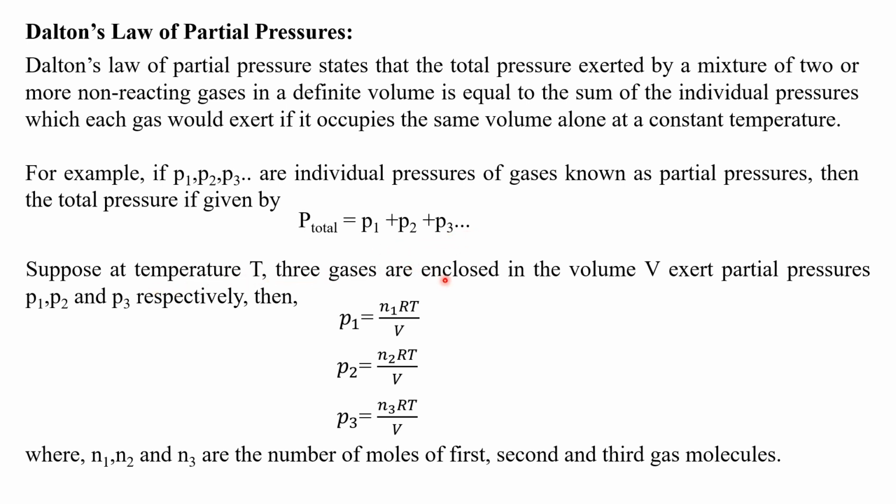Suppose at temperature T, three gases are enclosed in the volume V, exerting partial pressures P1, P2 and P3 respectively. Then the partial pressure exerted by gas 1, P1, depends on N1, the number of moles of gas, because as we just discussed, pressure is directly proportional to the amount of substance. So we get P1 is equal to N1 RT by V. Similarly, P2 is N2 RT by V and P3 is N3 RT by V, where N1, N2 and N3 are the number of moles of first, second and third gas molecules.